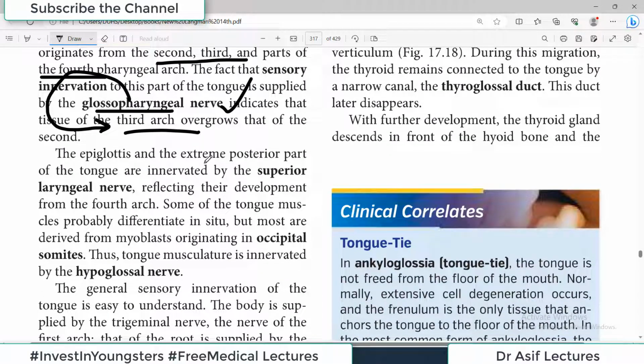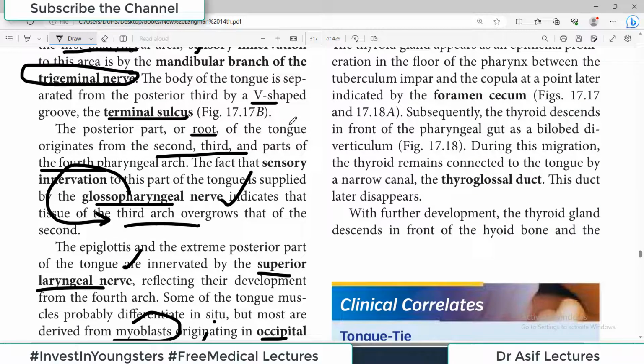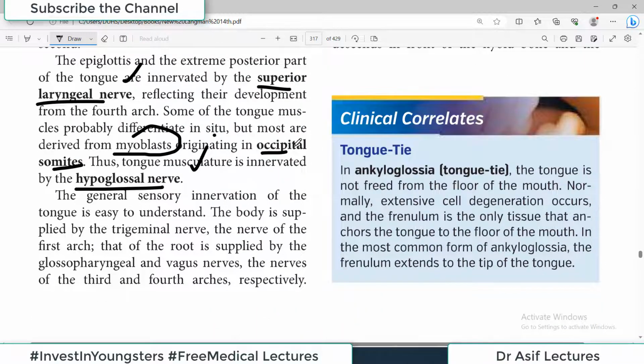The epiglottis and the extreme posterior part of the tongue are innervated by superior laryngeal nerve, vagus, and that shows the derivation from relevant pharyngeal arch. Okay, right. और आगे चलते हैं जी. Some of the tongue muscles probably differentiate in situ, but most are derived from myoblasts originating in the occipital somites. Therefore, the tongue musculature are innervated by hypoglossal. So you see, the nerve innervation is actually what it used to be during embryogenesis.